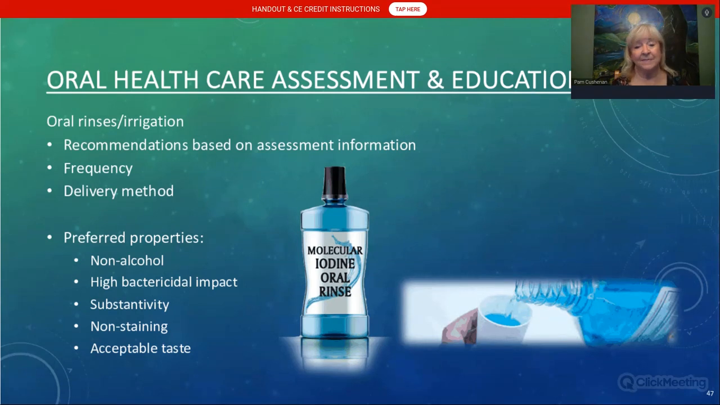Mouth rinses, huge. There's a lot of bacteria. Remember the 700 number? We need to make sure that patients are using what is most effective for them, that will give them the most bang for their buck and help them to maintain oral health or manage disease more appropriately. And we want a mouth rinse to be non-alcohol, kill bacteria like nobody's business, stick with that patient or be substantive, non-staining, and have an acceptable taste.